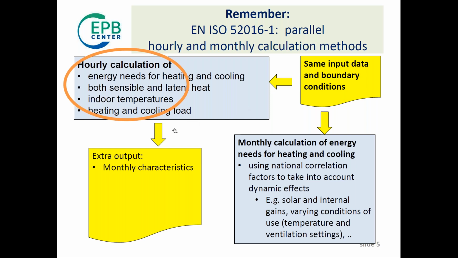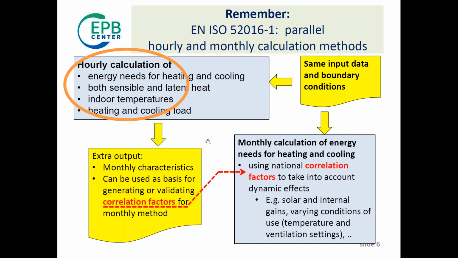And an extra feature of the hourly calculation method is that it provides you as extra output the monthly characteristics, which in turn can be used as a basis to generate or validate the correlation factors which you need for the monthly method to take into account the dynamic effects like internal gains and solar gains and so on. If you're interested in more details on the hourly versus monthly calculations, then you can look up the recording of the 4th webinar from last year.